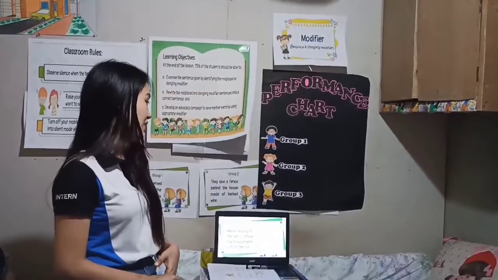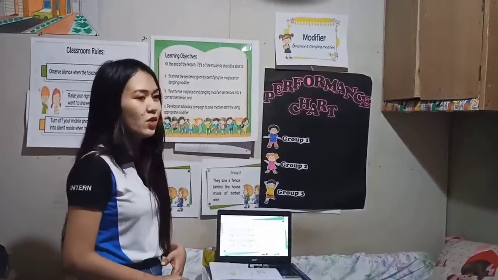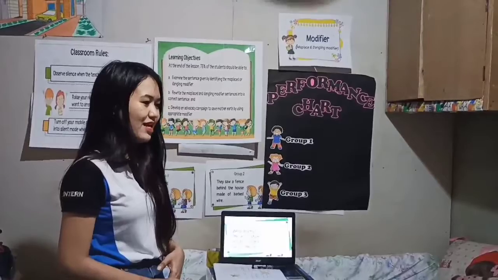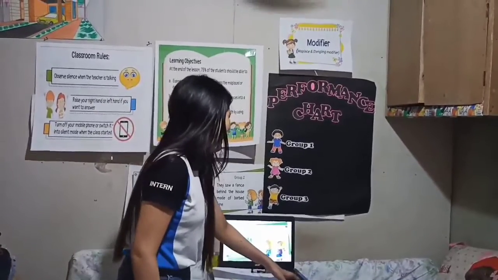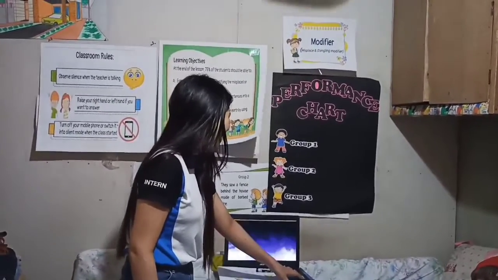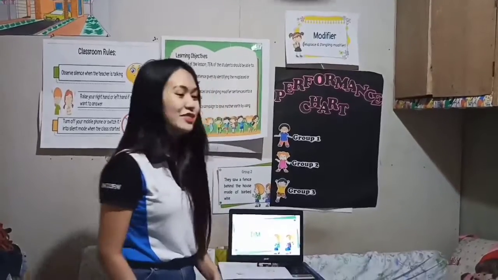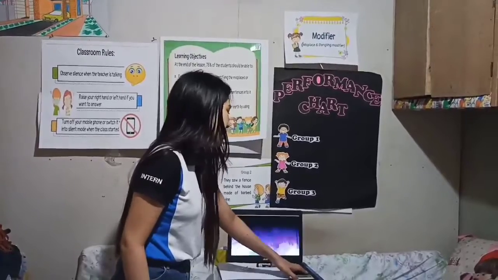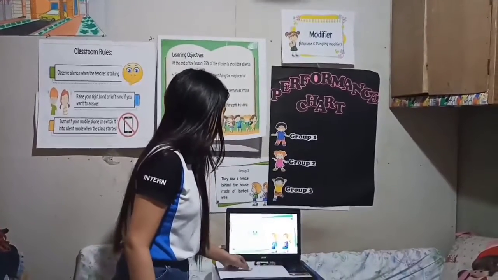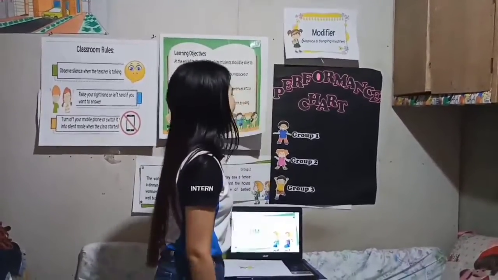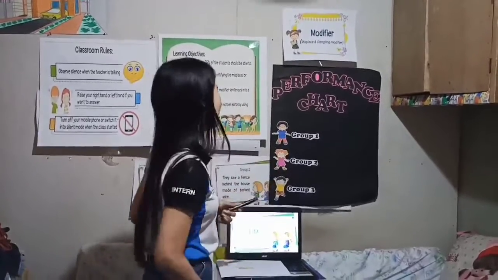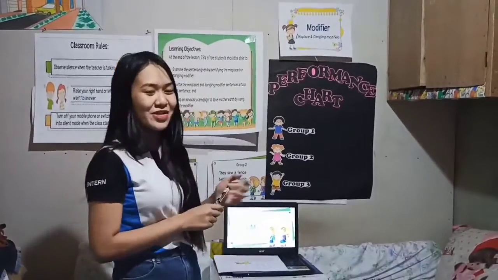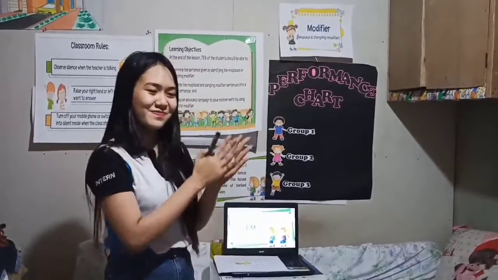Number 5, "While driving to the vet's office, my dog jumped out of the car." So what is the correct answer here? Let's reveal the answer. DM. Very good. Group 1, group 2, and group 3 got the correct answer. Again, group 1 got 5 points. Very good. Group 2 got 5 points also, and group 3 got 4 points. Very good. Clap your hands fast.